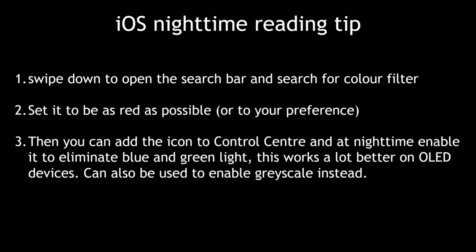iOS nighttime reading tip. Swipe down to open the search bar and search for color filter. Set it to be as red as possible. Then you can add the icon to control center and at nighttime enable it to eliminate blue and green light. This works a lot better on OLED devices. This can also be used to enable grayscale instead.